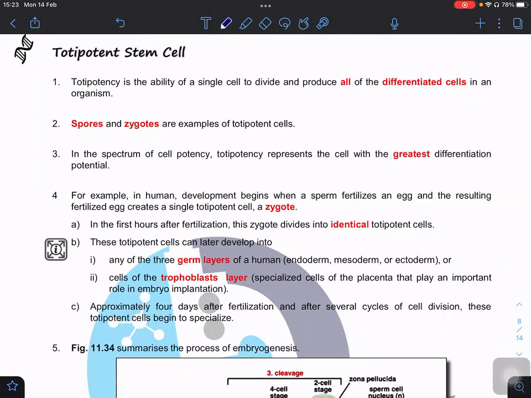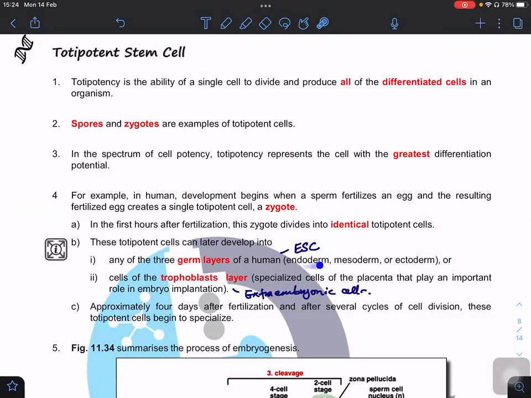So write this down, they develop into the embryonic stem cells and the cells of the trophoblast layer. The trophoblast layer means the extra-embryonic cells. Approximately 4 days after fertilization and after cell division cycles, this totipotent cell becomes specialized. So it means that there are no more totipotent cells in our body after 4 days. Are you clear? They are only maintained for 4 days because they develop into the embryonic stem cells.